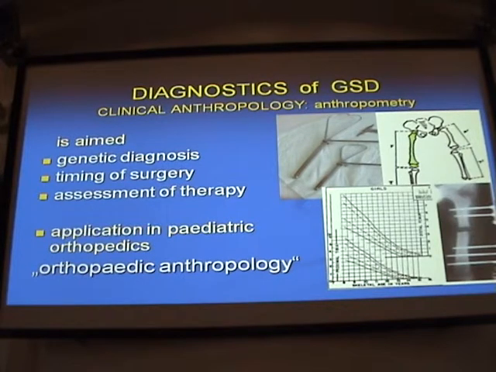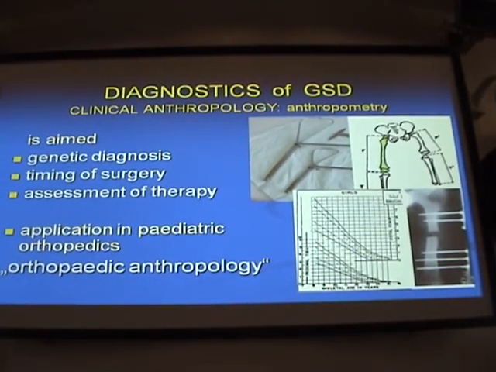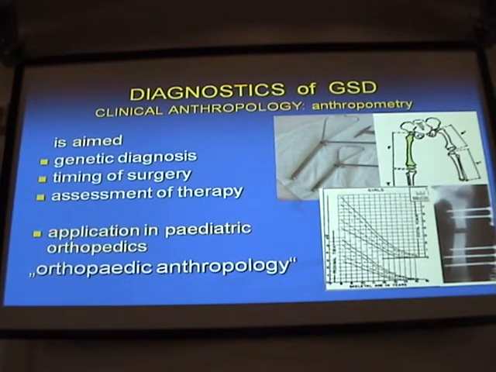Clinical anthropology is aimed to help with genetic diagnosis. We used the method of anthropometry in timing of surgery and also to assess the results of therapy. Application of anthropology into pediatric orthopedics was named orthopedic anthropology by Professor Valentin Tobias 10 years ago in the course of the International Congress of Aleš Hrdlička in Prague. And from that time we use this sub-branch of orthopedic anthropology.